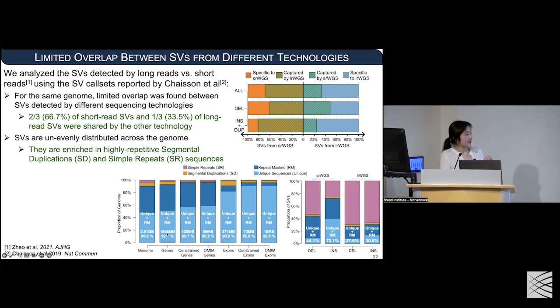Here you can see the pink and the yellow colors are the highly repetitive genomic sequences. They make up a large fraction of the genome. And when it goes to the coding regions, especially the coding regions of important genes, they're even less, like 2 to 5%. However, SVs are enriched in those regions. On the right, I'm showing you how the short-read SVs distribute across those regions and how the long-read SVs distribute.